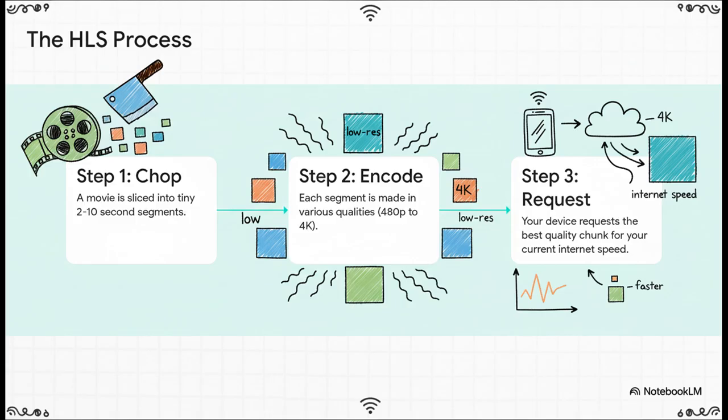Now here's the genius part. It doesn't just make one version of each little piece. It makes a bunch of them in all different qualities, from fuzzy 480p all the way up to crystal clear 4K. Your phone is constantly talking to the server, checking your internet connection and saying, hey, my Wi-Fi is great right now, send me the 1080p chunk. But if you walk into another room and the signal dips, it immediately says, whoa, okay, quick, send me the 480p version for the next few seconds. That's called adaptive bitrate, and it's the real reason your video almost never, ever has to buffer.